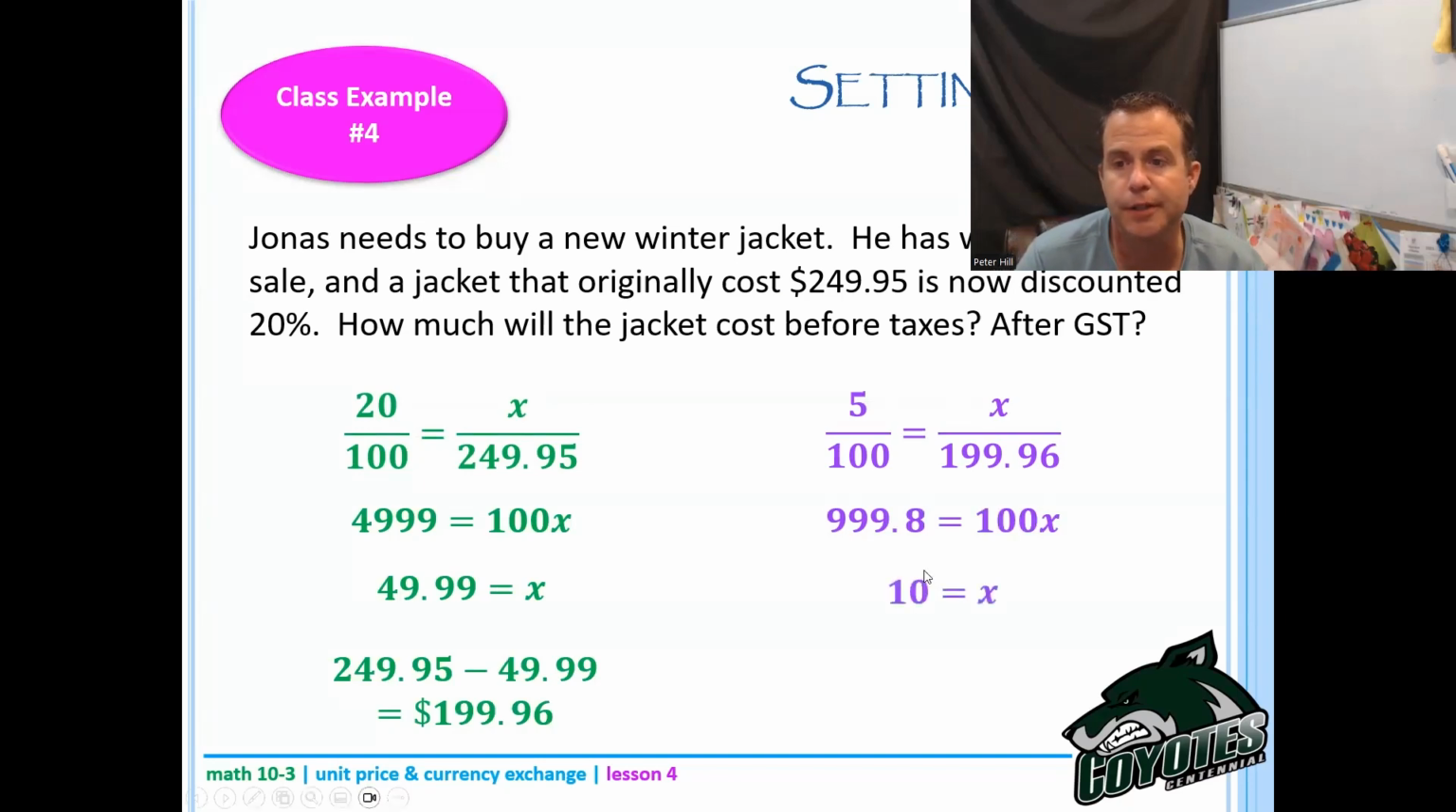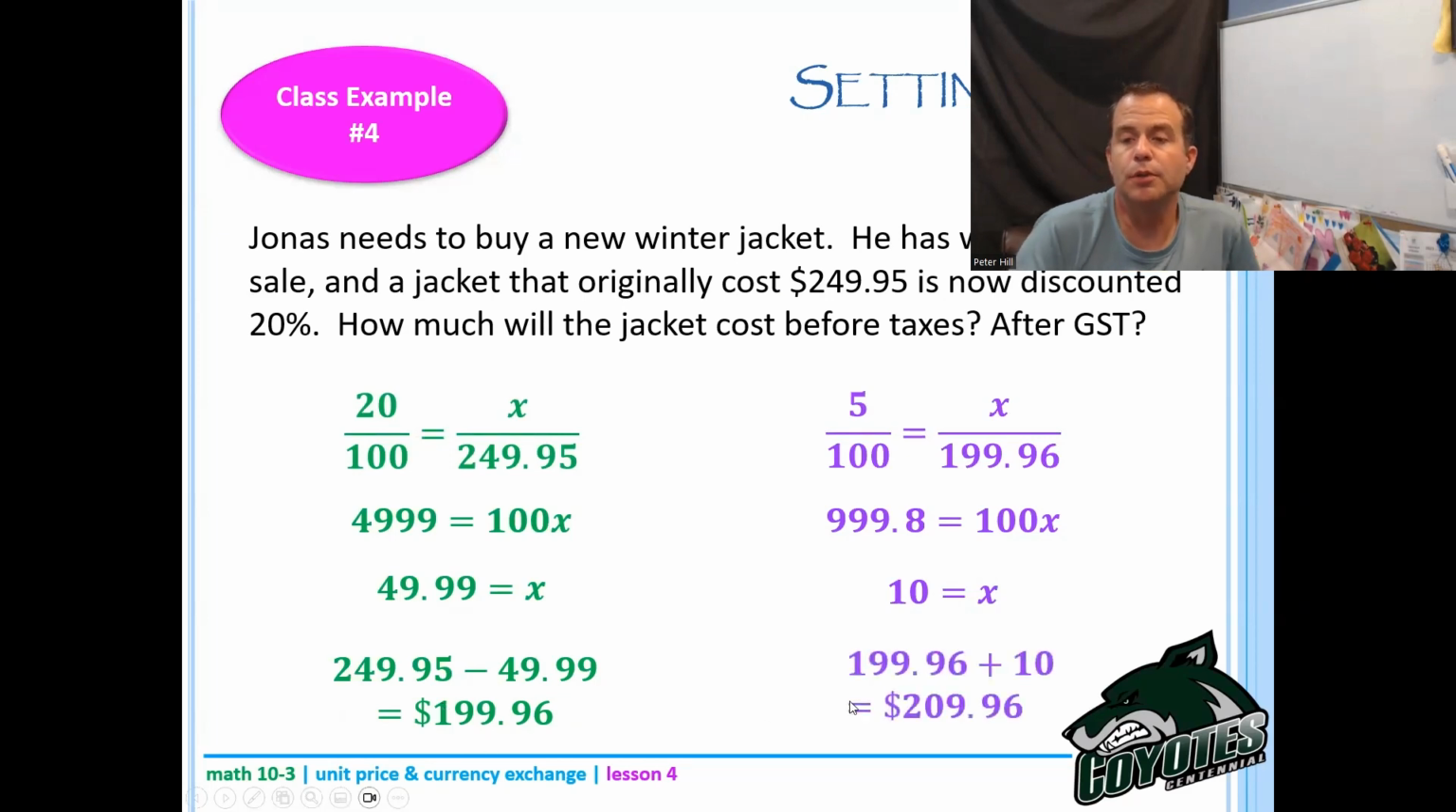Divide both sides by 100. Remember that we're talking money, so we do have to round to 2 decimal places. In this instance, that rounding to 2 decimal places gave me $10. So I have $10 GST that I need to pay on top of the sale price. So the total price will be my $199.96 plus the $10 tax. So in total, I will pay $209.96 for my jacket.